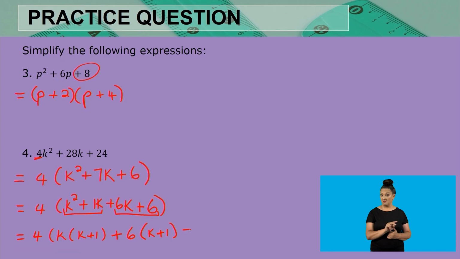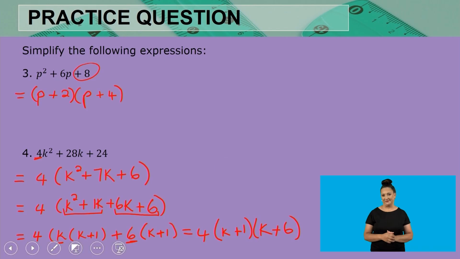Now we can take out that common bracket, so we still have the 4 outside, and then that common bracket is the k plus 1, and after we take out that common bracket, we are left with that k there, and we are left with that 6 that is being added there. And that's how we've simplified our term.